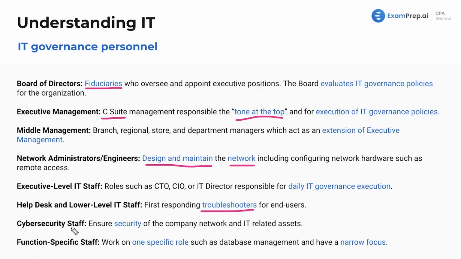General cybersecurity staff, these individuals ensure security of the company network and IT related assets. That is what they do. Nothing crazy there. Lastly, function specific staff. These work on one specific role, such as database management, and have a narrow focus. Right? It's function specific. So maybe you work on database management, you work on cybersecurity, you work on physical hardware, whatever it might be. That is a function specific staff member.